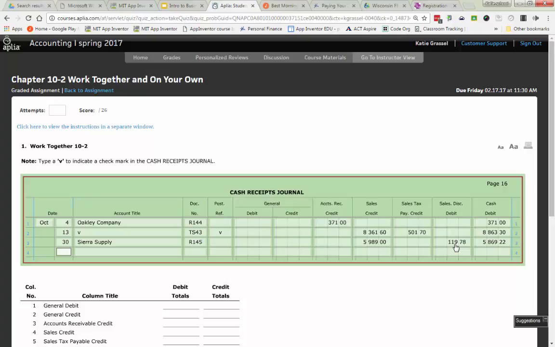Carly asked me a question. She's like, when would you use the general column? And my answer to her would be, well, I said bought supplies, but that's not going to work. I just thought about that because that would have to be cash payments, not cash receipts. Now I lost my example that I could do for that.